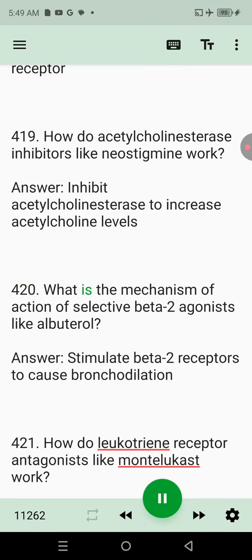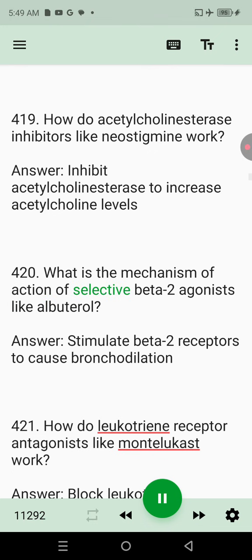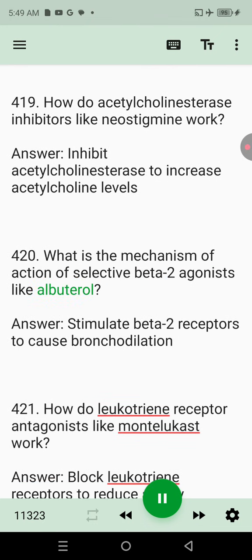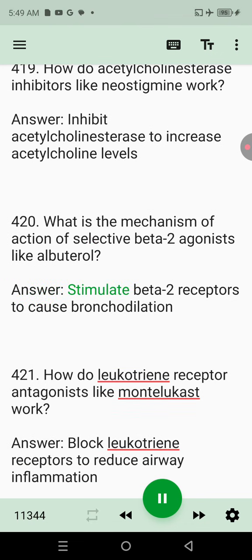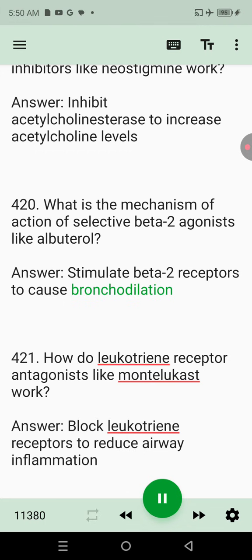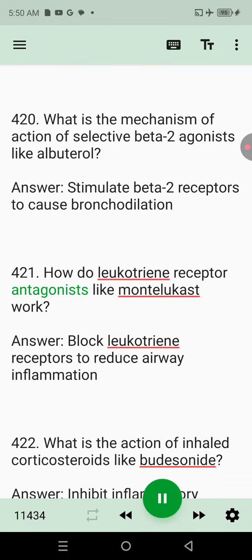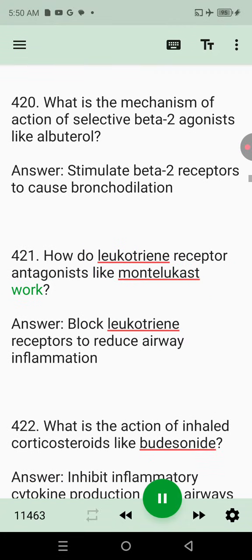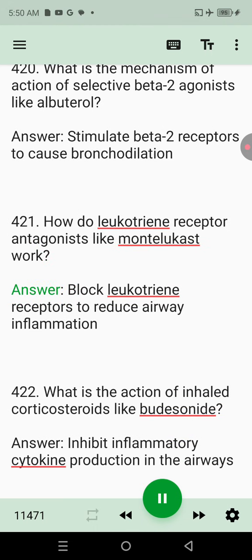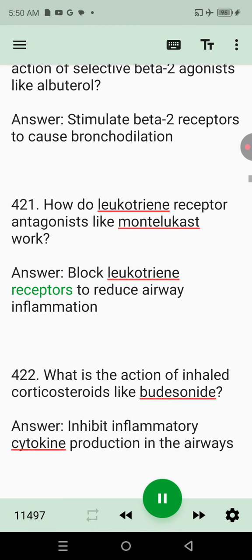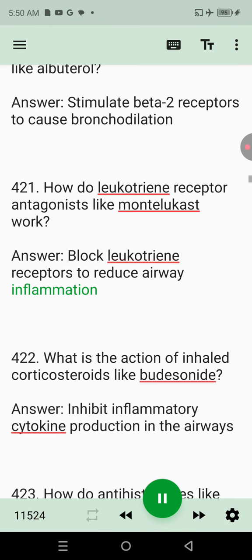420. What is the mechanism of action of selective beta-2 agonists like albuterol? Answer: stimulate beta-2 receptors to cause bronchodilation. 421. How do leukotriene receptor antagonists like montelukast work? Answer: block leukotriene receptors to reduce airway inflammation.